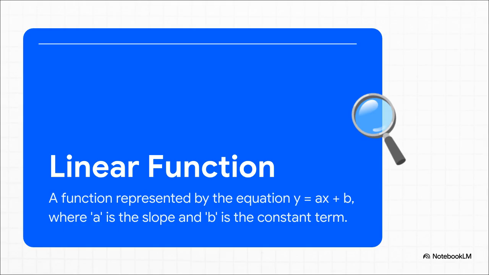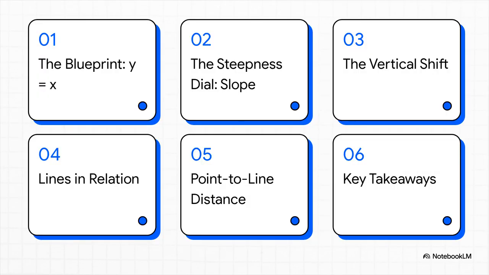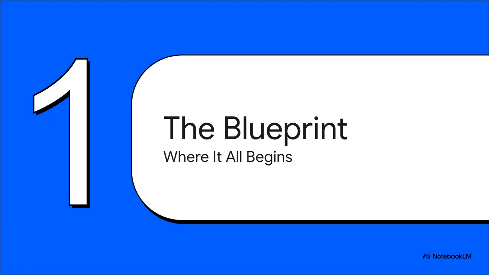Seriously. By the time we're done here, you're not just going to understand it, you'll be able to build any line you want with it. So, here's the plan. We'll start with the absolute basic blueprint, y equals x. Then, we'll see how to play with the steepness, that's the slope. After that, we'll learn how to shift the line up and down with the intercepts. Then we'll get into how lines relate to each other, parallel and perpendicular stuff. We'll even tackle a practical distance problem, and of course, wrap it all up with the key things you need to remember. Okay, first up, the blueprint.